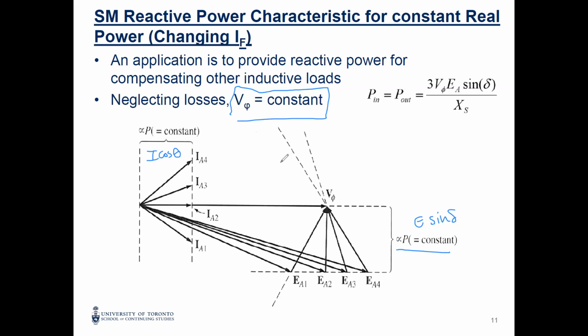Any question? And this again is for a motor because delta is negative. Delta negative, so motor; delta positive, then generator.